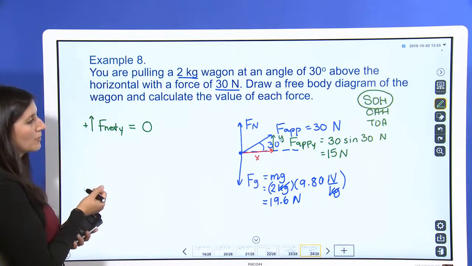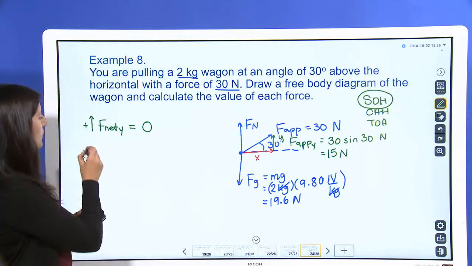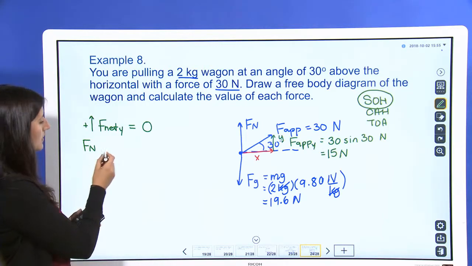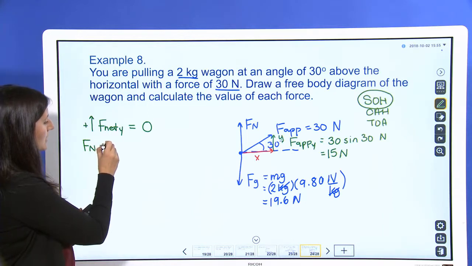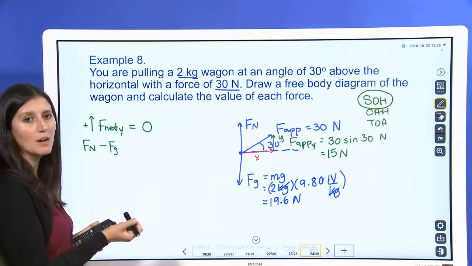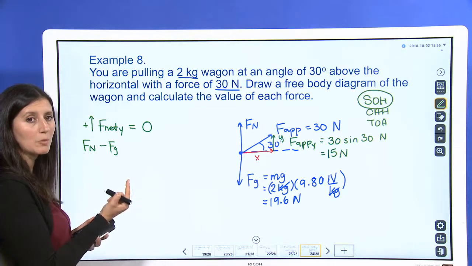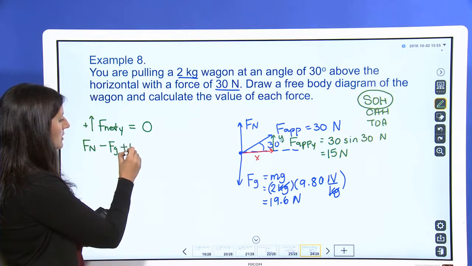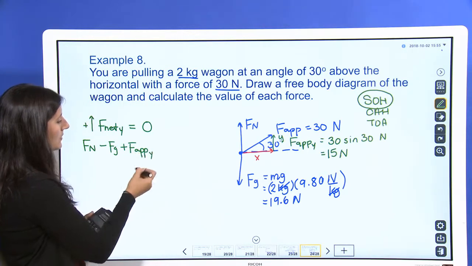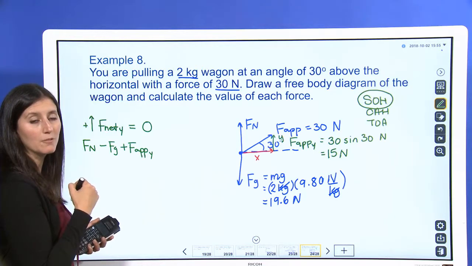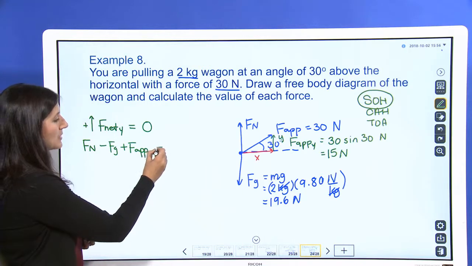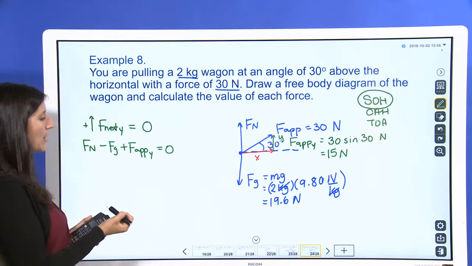So let's write down all the forces that we know in the y direction. We have the normal force. It's pointing up, so it's going to be positive. We have the force of gravity, which is pointing down, so it's negative. And we have the y component of the F applied, which is pointing upwards, so it's positive. So I'm going to write F applied with a little y next to it. Those are all the forces that are going in the y direction, up and down. They all have to add up to be 0 so that they can cancel each other out.